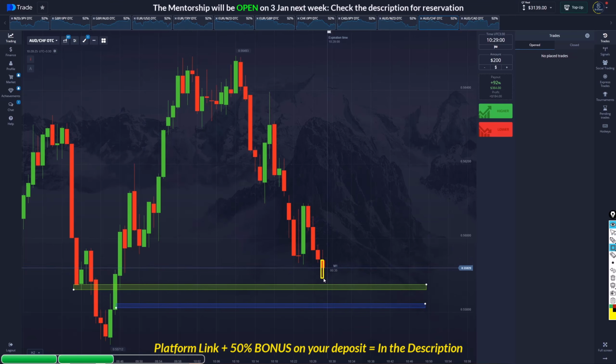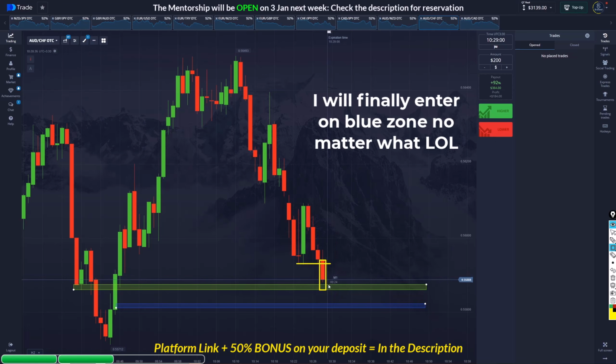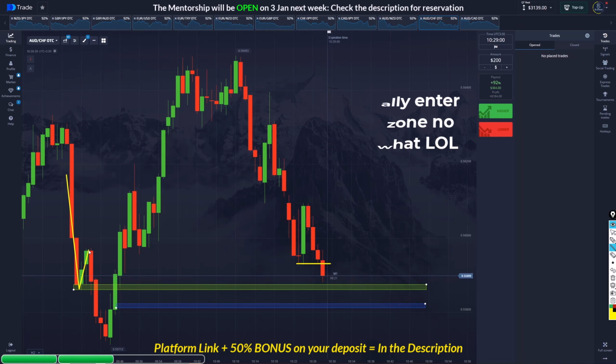Here, if we come down and close somewhere here, for example, and the next candle comes down, we will enter right on this blue zone, and then it will switch up, because this is still a doji break, and it's combined with this QM level.